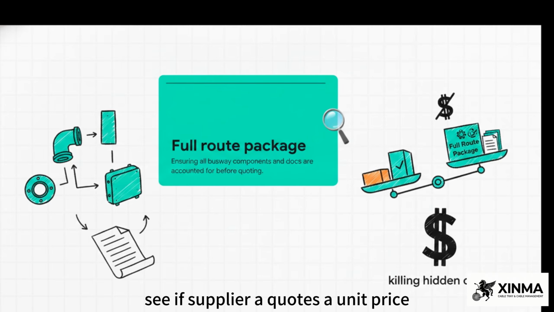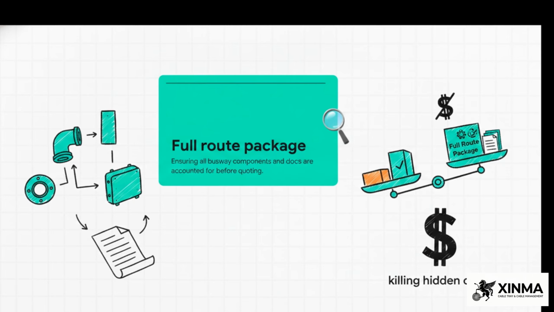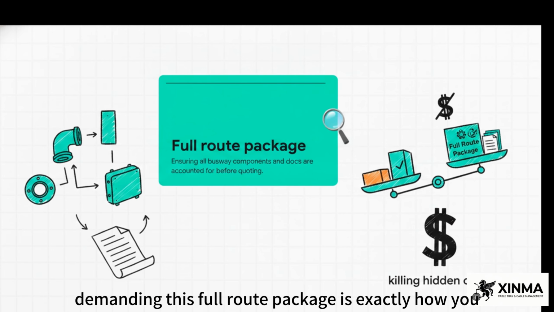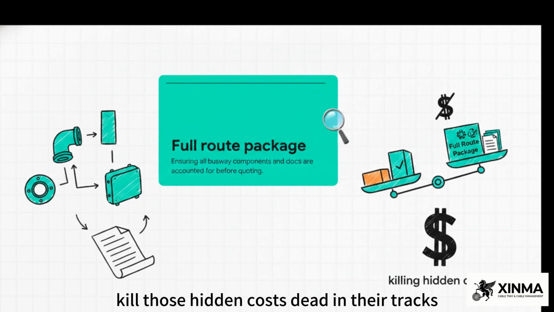See, if Supplier A quotes a unit price on just raw copper and housing, but Supplier B quotes a full route package with installation guides and torque specs, you are not comparing apples to apples. Demanding this full route package is exactly how you kill those hidden costs dead in their tracks.